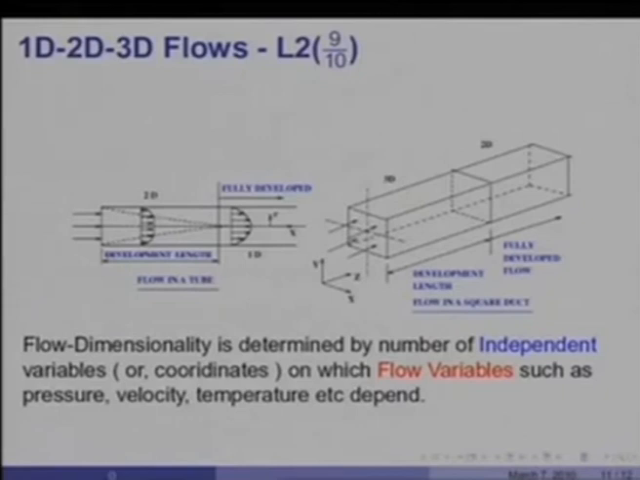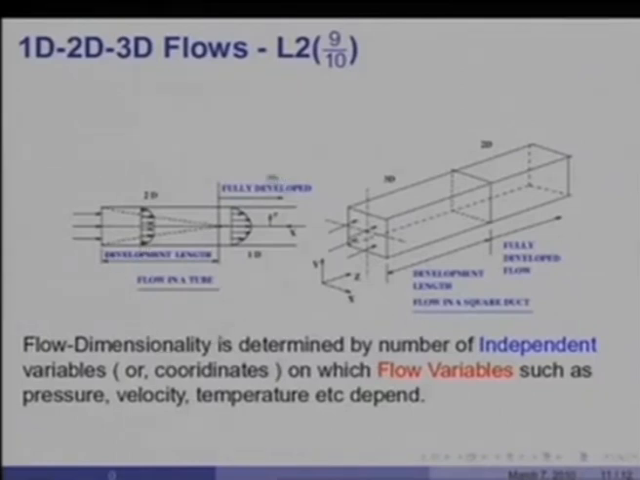Finally, the dimensionality of the flow. This is very, very important. The dimensionality of a flow is concerned with the number of independent variables associated with the flow. That means the number of independent variables with which fluid properties such as pressure, velocity and temperature vary. So, in effect, the maximum dimensionality of a flow can be 3: x, y and z. So, you can only have a maximum of 3-dimensional flows.